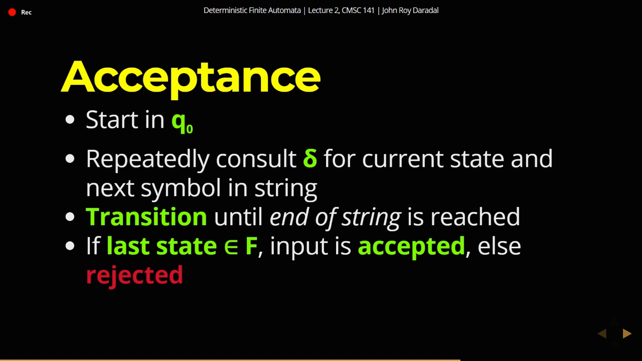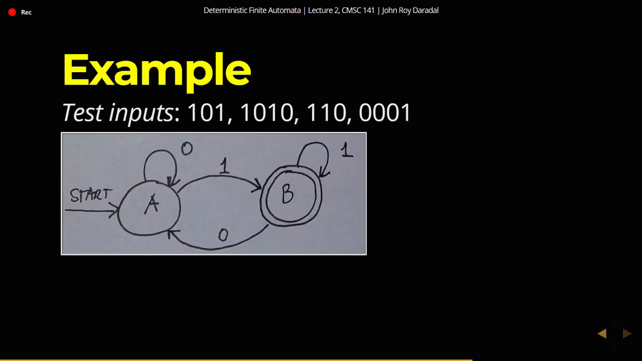Now, if the last state that you reach is part of the final states, then the input is accepted. Otherwise, it's rejected. So it's accepted only if you reach the final state, basically. Okay, so it's as simple as that. Acceptance. So let's see some examples from our earlier DFA.